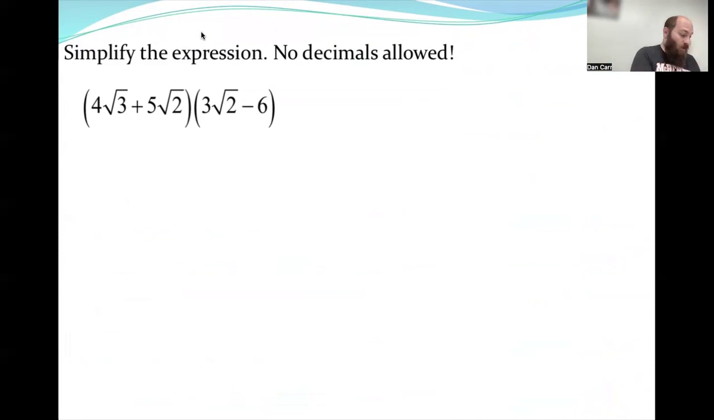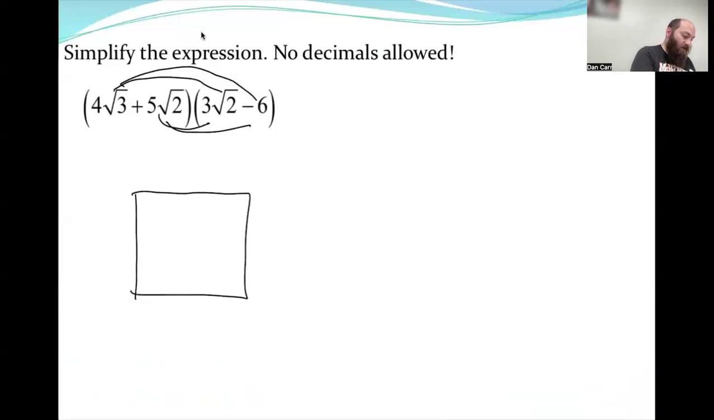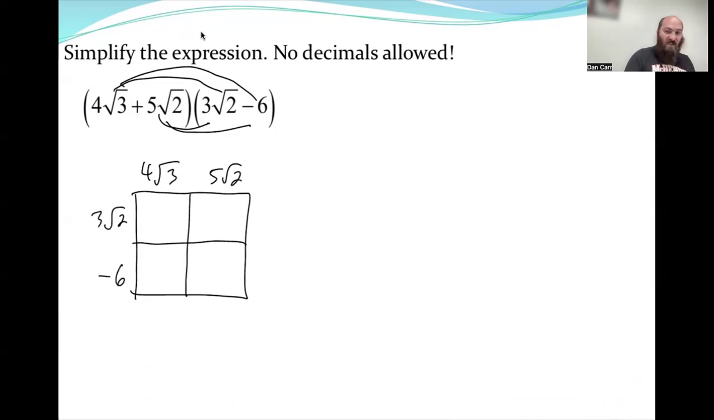So you can do this in any way you want. You can take this and do the rainbow or claw idea, but you have to make sure you multiply all four items together. Personally, I'm going to do a box method. So when I do that, I've got a 2 by 2 box, so it's going to be 4 radical 3, and a positive 5 radical 2, 3 radical 2, and then a negative 6.